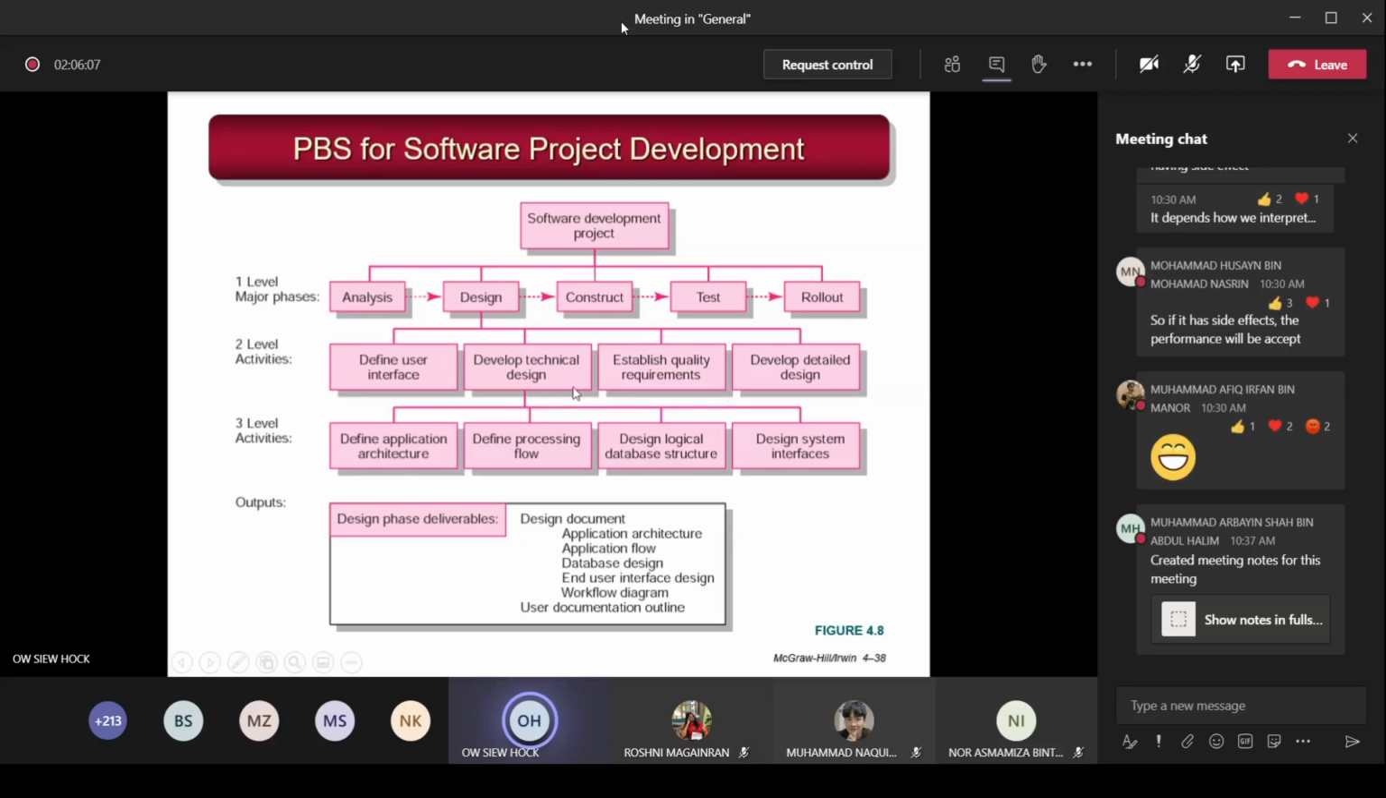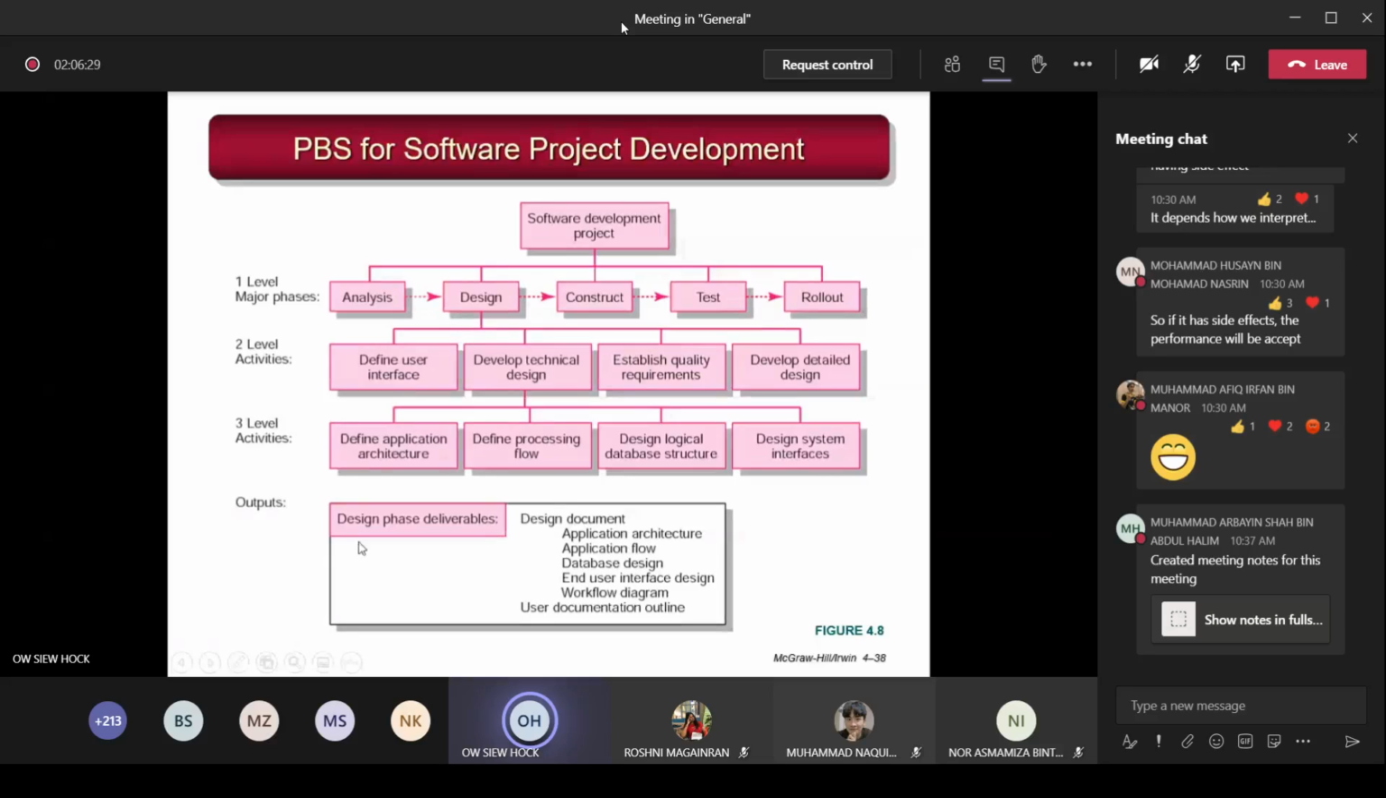So under develop technical design, you break down some more into define application architecture, define process flow, design logical database structure, design system interfaces. So each of these, you break down until the lowest level, until the lowest activity cannot be broken down anymore. Then you stop. Okay, so at the end of this design phase, what do you produce?